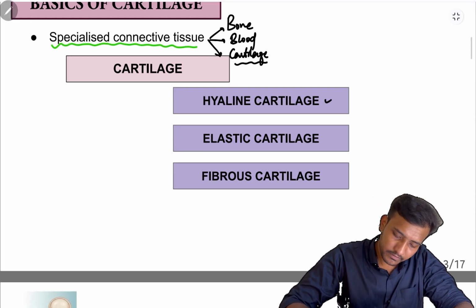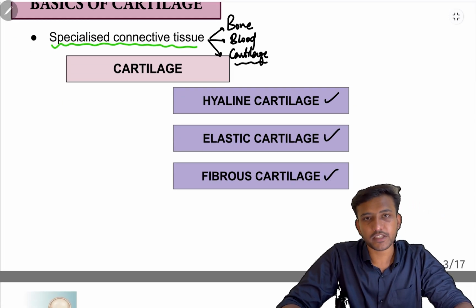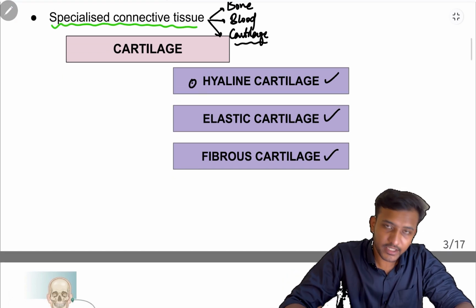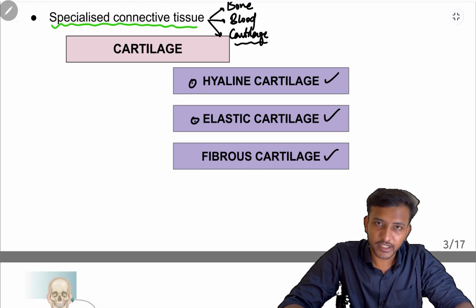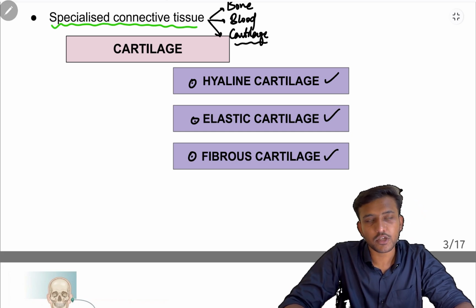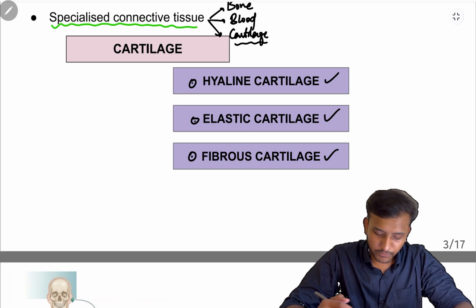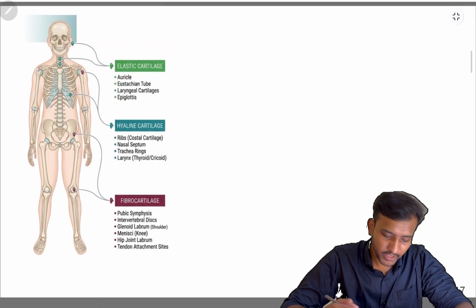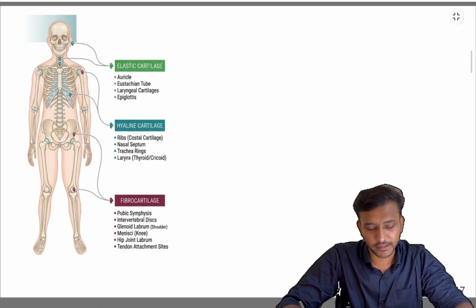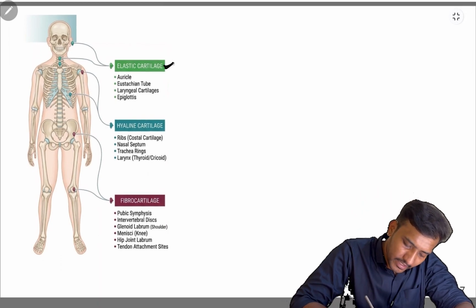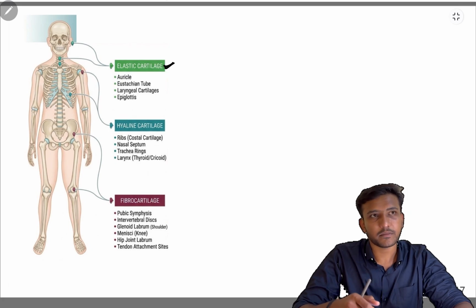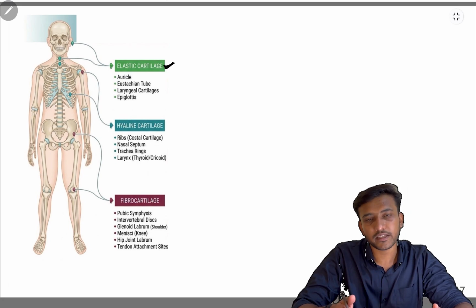Now, we have three types of cartilages. First is your hyaline cartilage, the other is your elastic cartilage, the one more is your fibrous cartilage. We'll talk about it in detail, but before going to that, I would want you to remember the examples of these particular cartilages. Now, remember guys, elastic cartilage is actually elastic. I mean, if you just bend it, it's gonna bend that way itself.